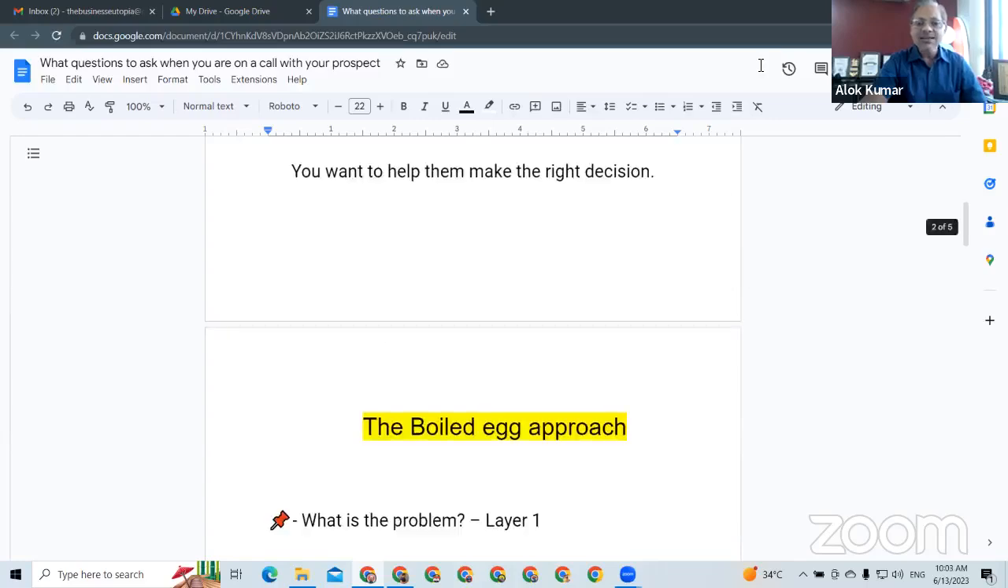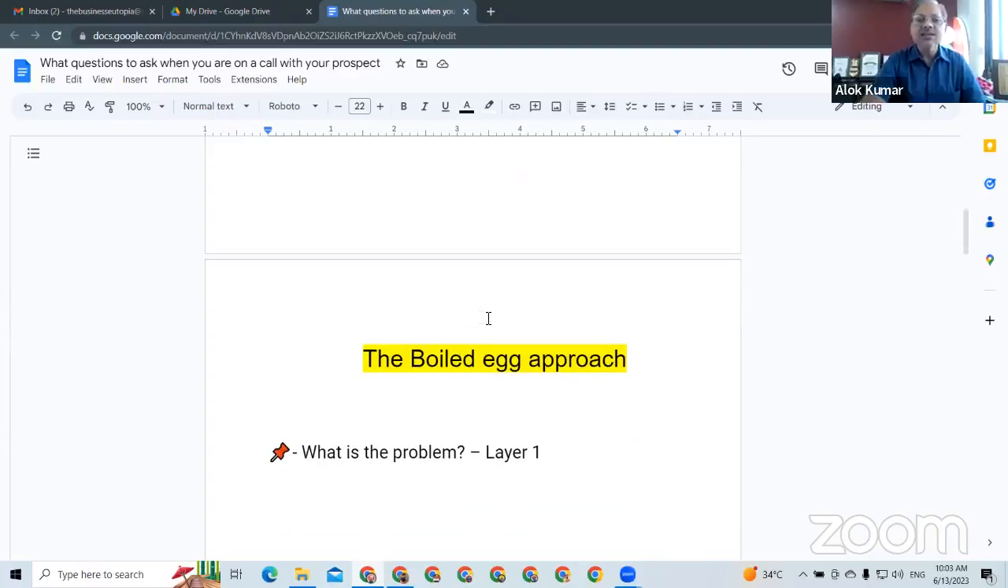Now, let's start with a boiled egg approach. I have named it the boiled egg approach. Why? Because there are different layers. The customer doesn't tell you the problem upfront. They'll be hiding so many things inside their minds. They don't want to open up immediately. So you have to understand the problem is lying inside the yolk. So the boiled egg approach says that you have to peel off those layers.